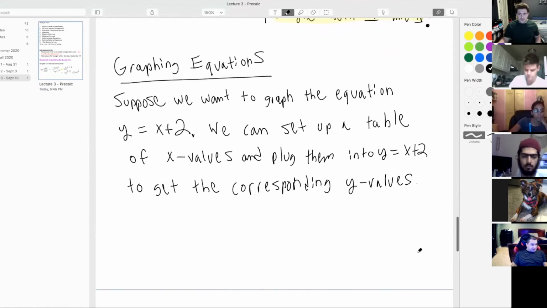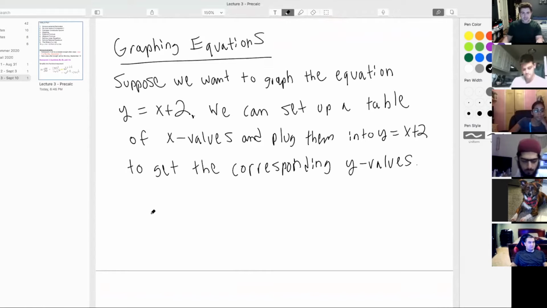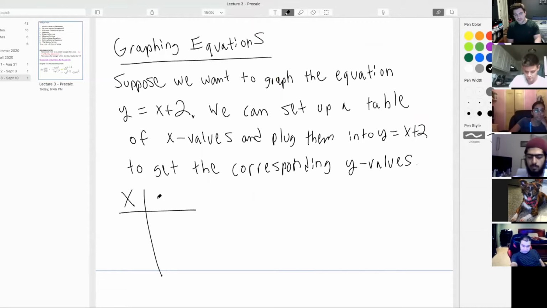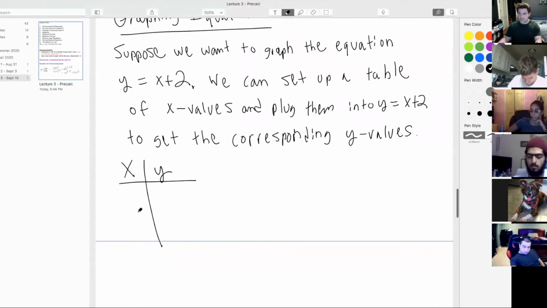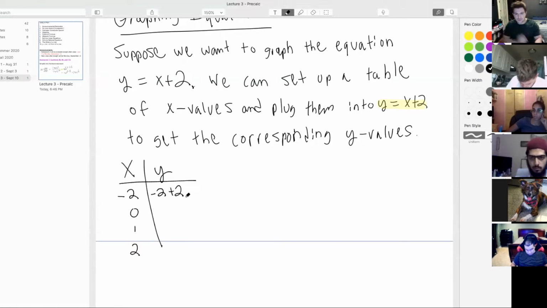Okay, so let's just be concrete. What does this actually look like? Basically, I make a chart or a table. The left column is x, and I'm just going to pick a few x values. Usually what I like to pick are -2, 0, 1, and 2. Those I'm going to plug into y equals x plus 2, and that's how I get this y column. So the y column will just be -2 plus 2, which is 0.